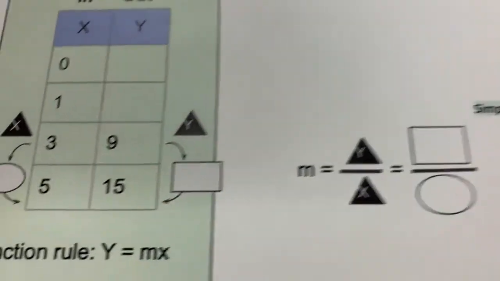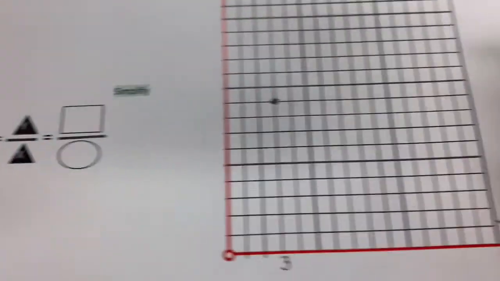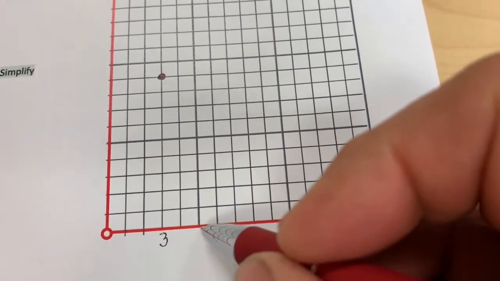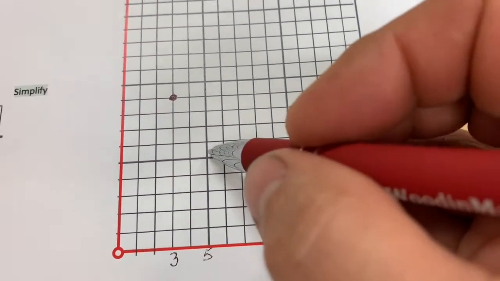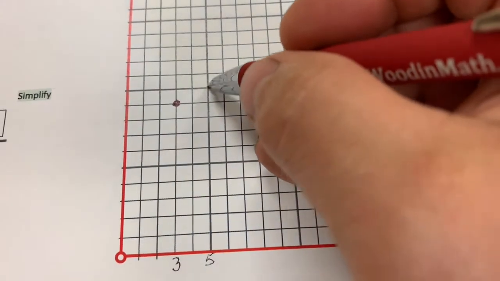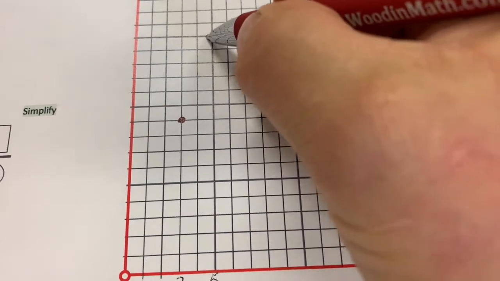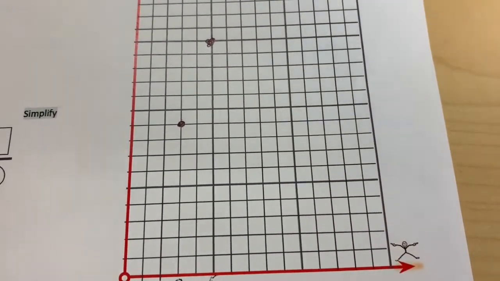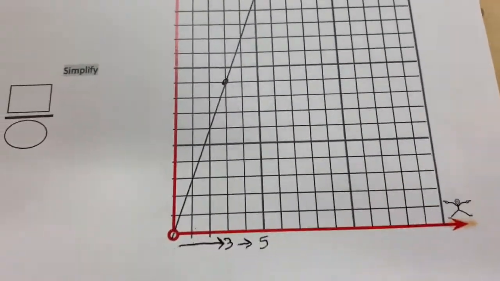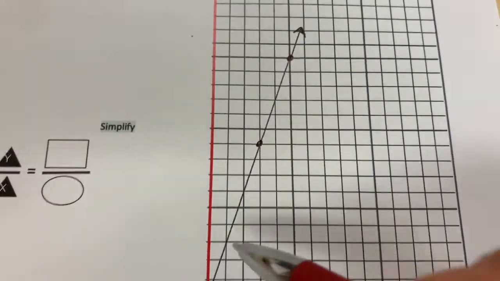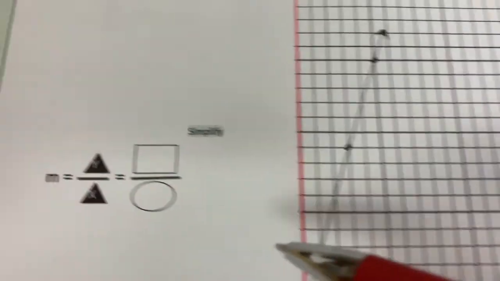Okay, the next point I'm going to graph is 5, 15. So I'm going to move over 5. I'm going to go up 15, 5, 10, 15. And I'm going to draw a line to connect those points. Okay, the points have been graphed. We see that it's a straight line and it goes through the origin, so this is a proportion.